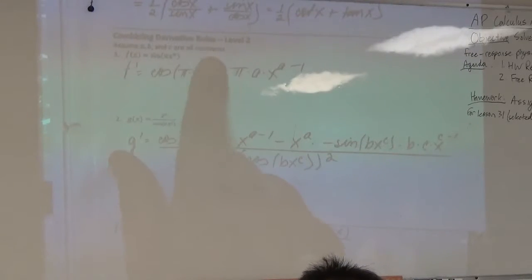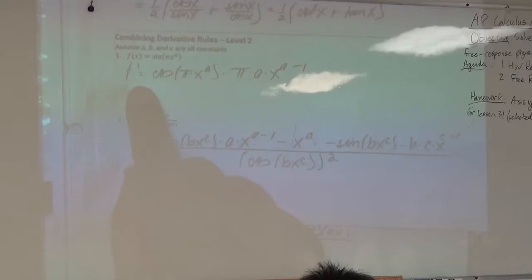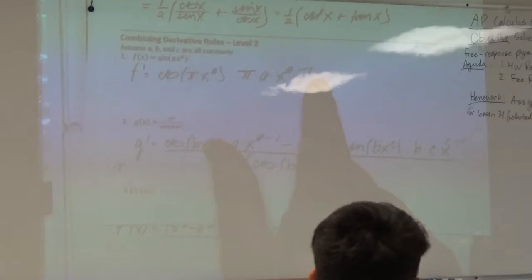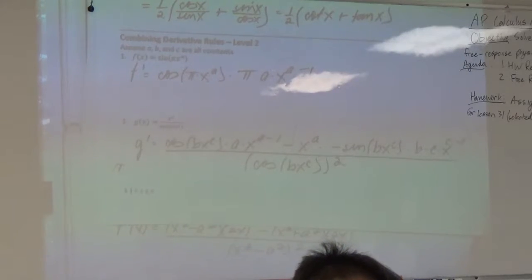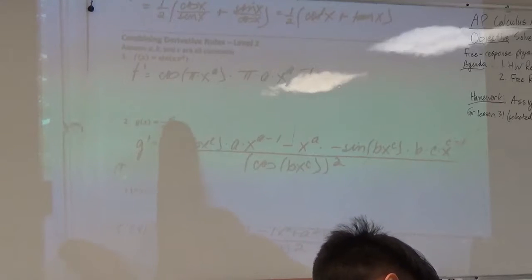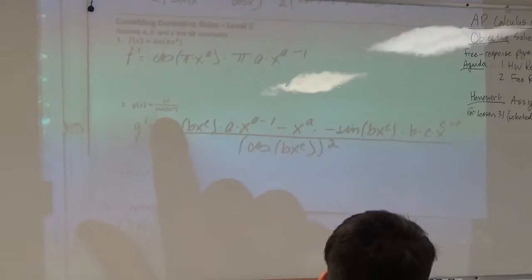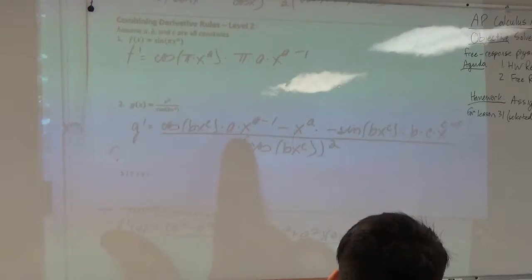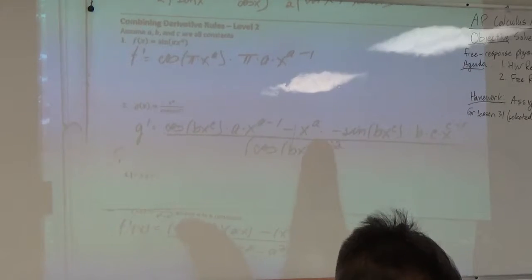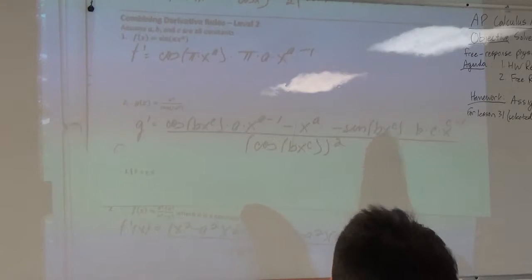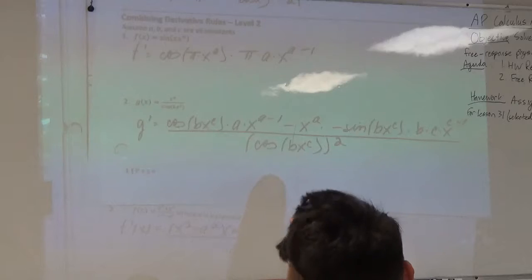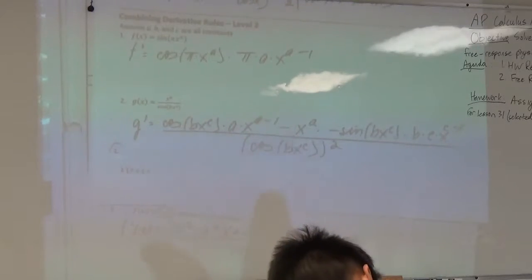All right, combining rules level 2. F prime is going to be cosine of the stuff times pi times a x to the a minus 1. If you get that right, you earned a sticker for combinations level 2. To get 2 stickers, now you need to do some quotient rule nastiness. Low d high, ax to the a minus 1, minus high d low, negative sine of bx to the c times b times cx to the c minus 1 over denominator squared. You've got both. 2 stickers here.